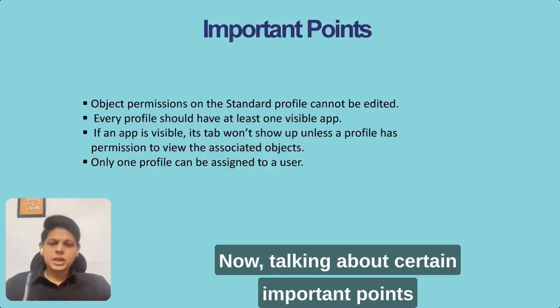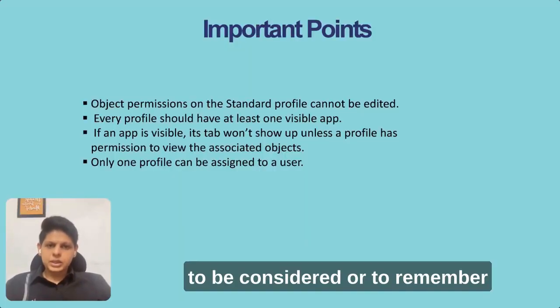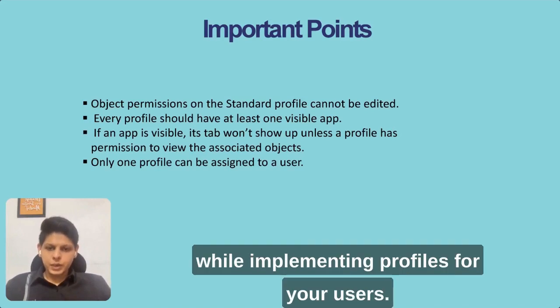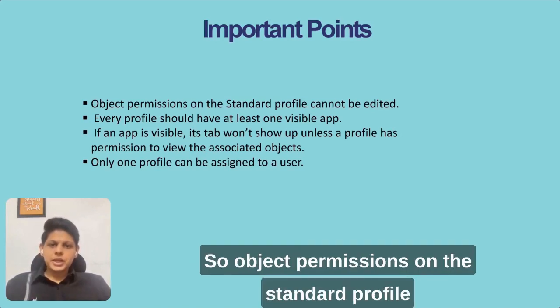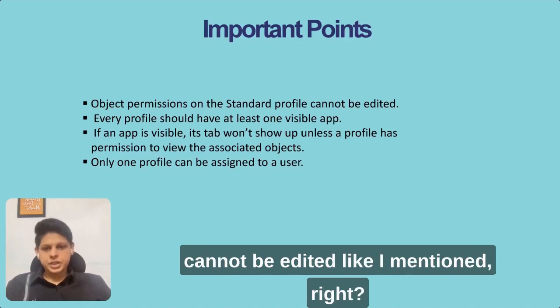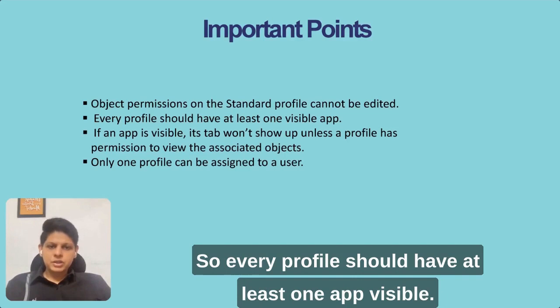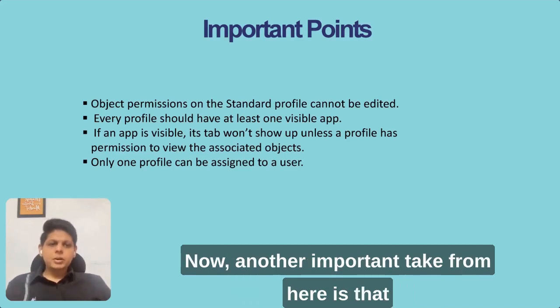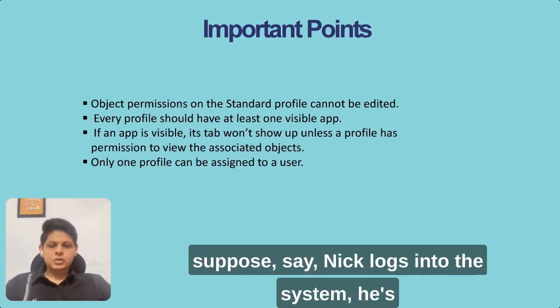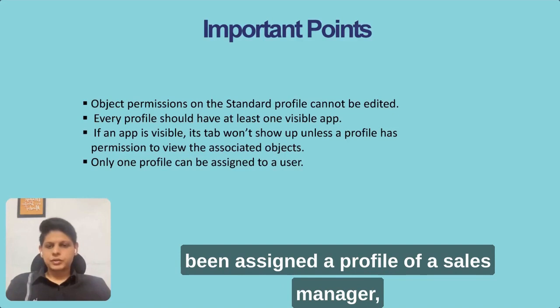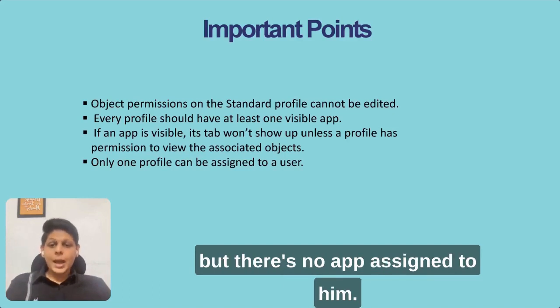Now, talking about certain important points to be considered or to remember while implementing profiles for your users. So, object permissions on the standard profile cannot be edited, like I mentioned, right? So, every profile should have at least one app visible. Now, another important take home from here is that suppose say Nick logs into the system, he's been assigned a profile of a sales manager, but there is no app assigned to him.